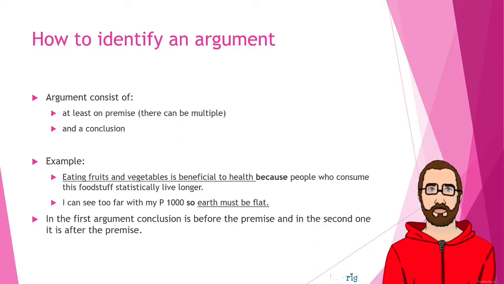But it's also sometimes the last thing. So the first example is that eating fruits and vegetables is beneficial to health because people who consume this foodstuff statistically live longer. Okay, and so the premise here is people who consume this foodstuff statistically live longer, and the conclusion is eating fruits and vegetables is beneficial to health.